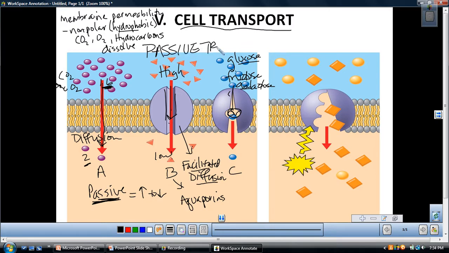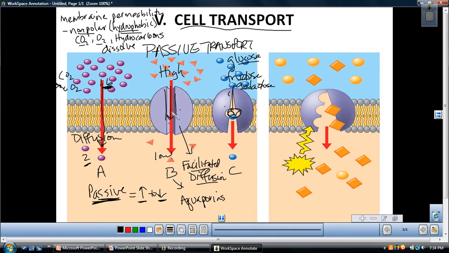Okay, passive transport on this side. One more time, how do we know it's passive? Because it's moving from a high concentration to a low concentration. And the first diagram represents what moves through easiest. Okay, in this first picture, these are non-polar hydrophobic substances such as carbon dioxide and oxygen and other hydrocarbons that will dissolve through that phospholipid bilayer.